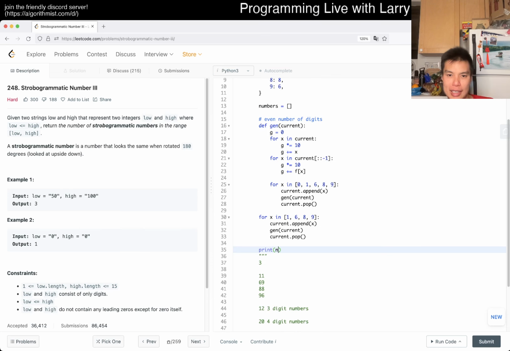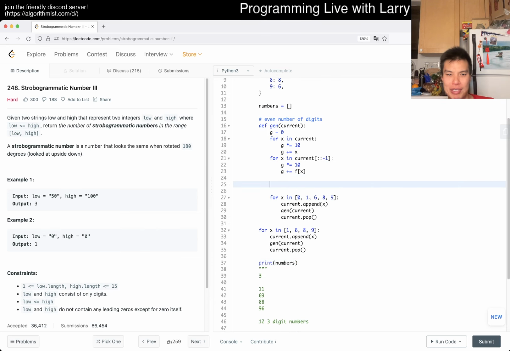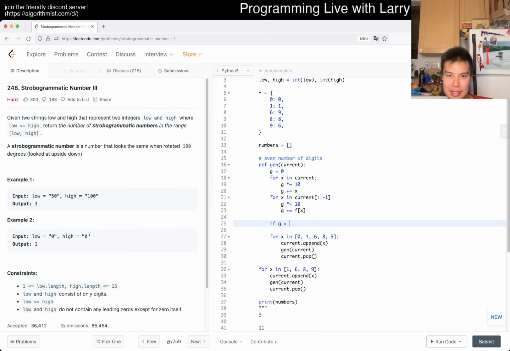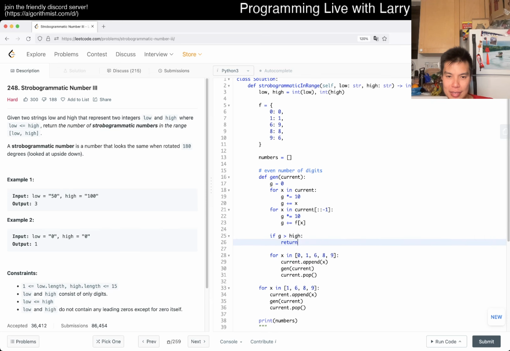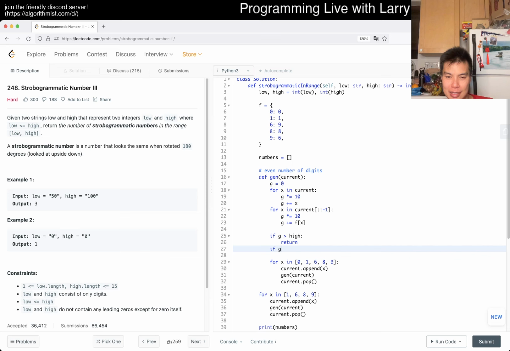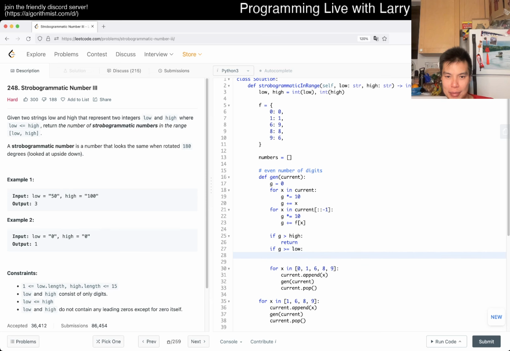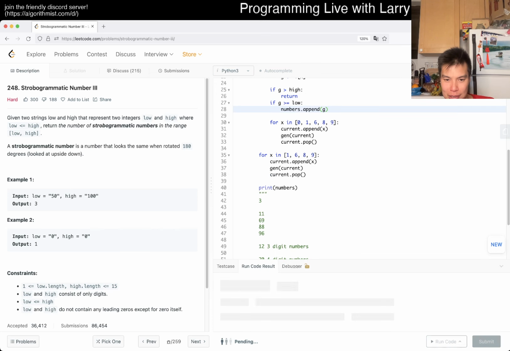print numbers. Except this doesn't ever terminate, so we have to be careful, right? I didn't finish writing this. So yeah, if g is greater than high, we return. Otherwise, if g is greater than or equal to low, then that means that we can numbers.append g, right? Something like this. Let's spin it real quick.